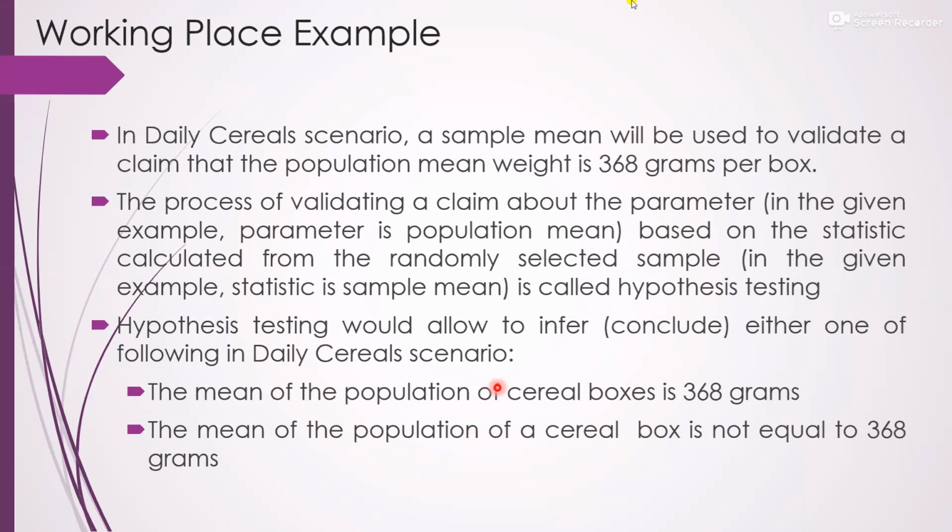If we decide the mean is 368, then the filling process is working properly. If we decide the population mean is not 368, then the filling process is not working properly, and then this filling machine should be adjusted to make the exact filling, right? But both decisions are based on the sample we selected, the 25 boxes of cereal from the large production run, right?